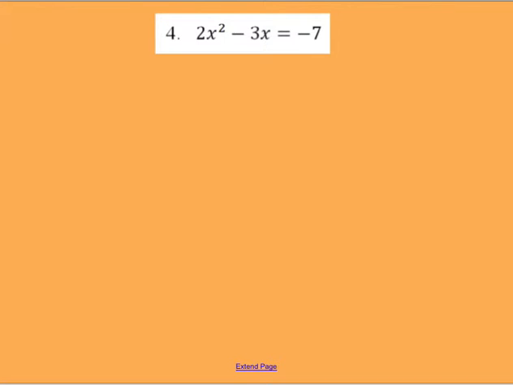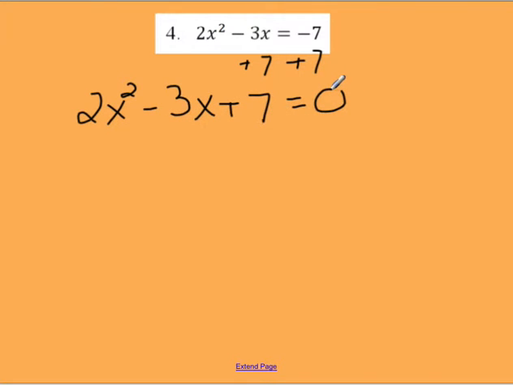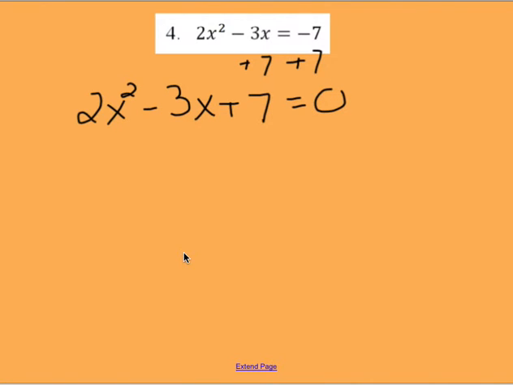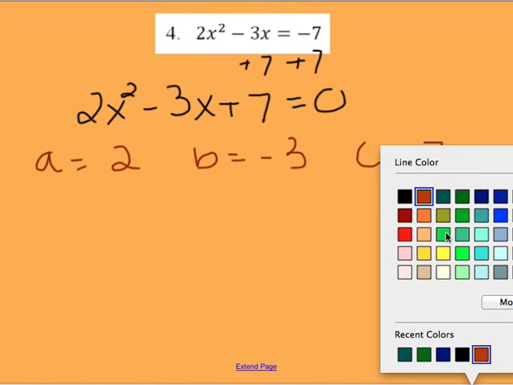Let's take a look at number 4. Before we can do number 4, we have to have 0 on one side. So I'm going to add 7 to both sides. Then we get 2x squared minus 3x plus 7 is equal to 0. Now I want to assign my a, b, and c values. So a is equal to 2, b is equal to negative 3, and c is equal to 7. Now I want to put that into the quadratic formula.